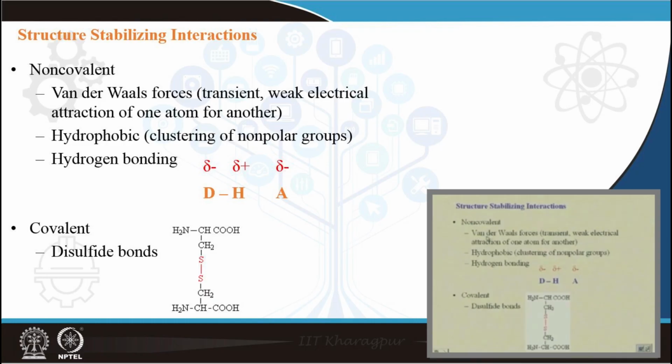The van der Waals forces are weak electrical interactions. They are transient in nature. We have hydrophobic interactions. What are these? These are clustering of non-polar groups together, like we form the hydrophobic core of the protein. Then we have hydrogen bonding. What do we have in that case? We have a donor atom that has the hydrogen attached to it, and we have an acceptor atom. And what happens in this case? The hydrogen atom is sort of partially shared, with the acceptor atom and the donor atom having partial delta negative charges and the hydrogen being delta positive.